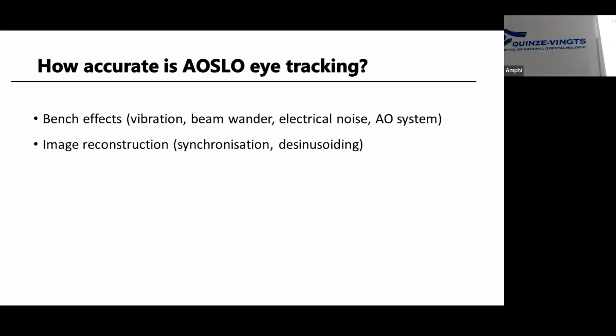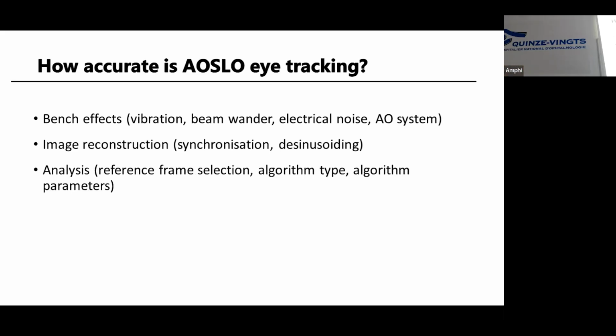You've also got the conversion of the intensity signals that come out of your detector into an image. That might involve electronics to do with synchronization and timing, and it might also be to do with whatever desinusoiding algorithm you use. You've then got this set of images, so you have to extract the motion. We talked about 2 ways of doing that. Depending on which way you do that, which reference frame you select and how you set up those parameters, those can all have effects that might affect your accuracy.